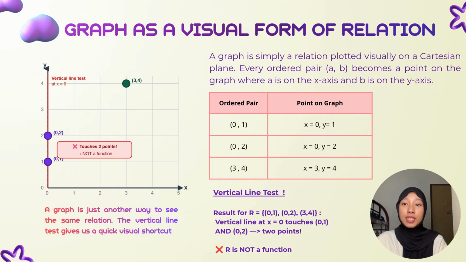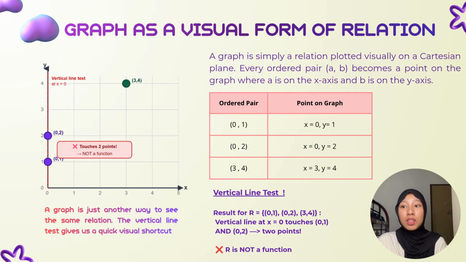Now, let's look at the same relation from a different angle, which is through a graph. A graph is simply a relation plotted visually on a Cartesian plane. Every ordered pair becomes a point on the graph, where a is on the x-axis and b is on the y-axis. Using the same relation R = {(0,1), (0,2), (3,4)}, we can plot each ordered pair as a point. First, (0,1) is plotted at x equals 0, y equals 1. (0,2) is plotted at x equals 0 and y equals 2. And (3,4) is plotted at x equals 3 and y equals 4.